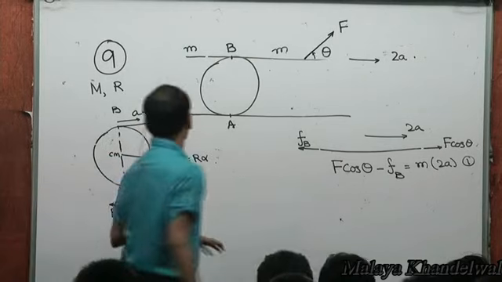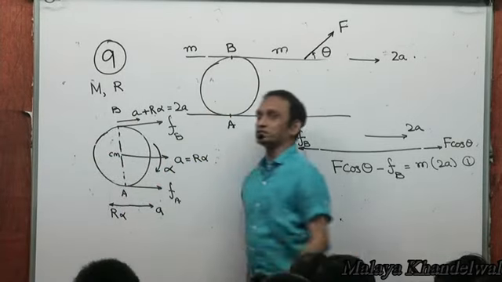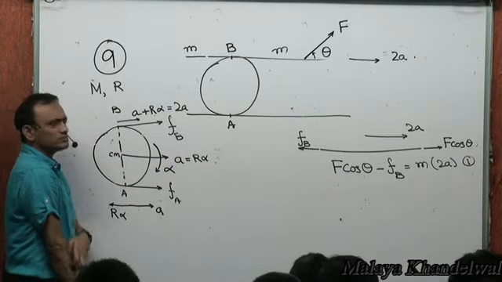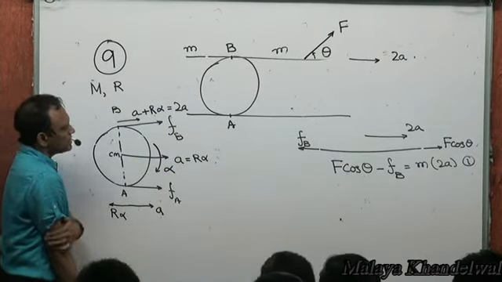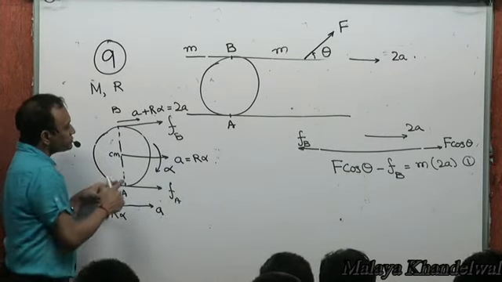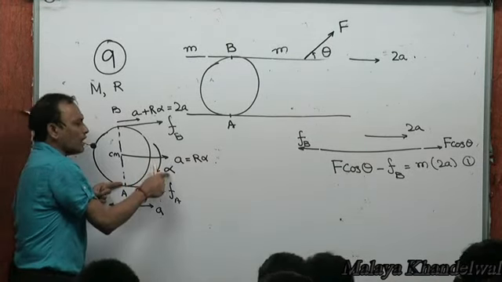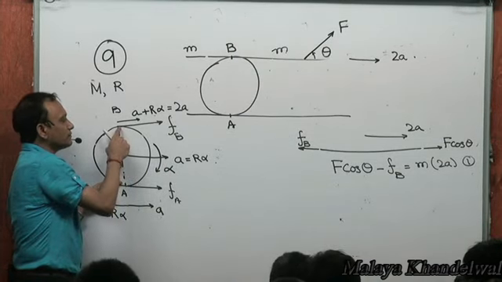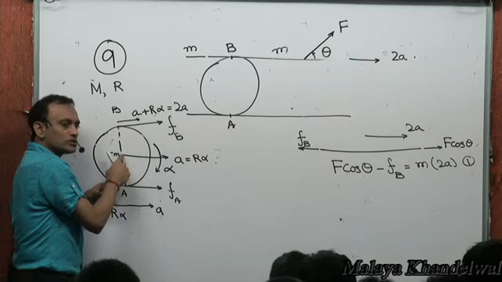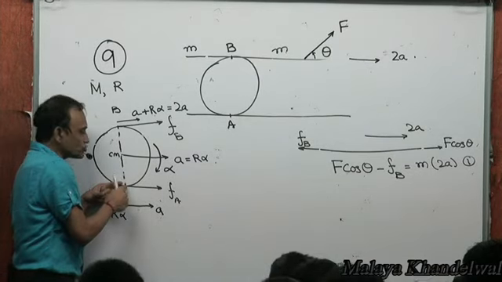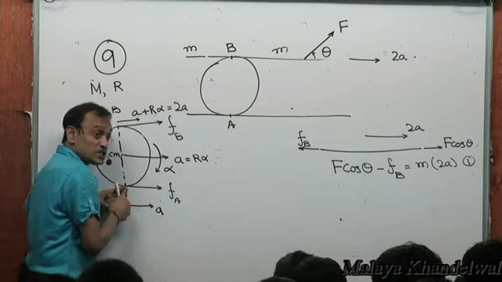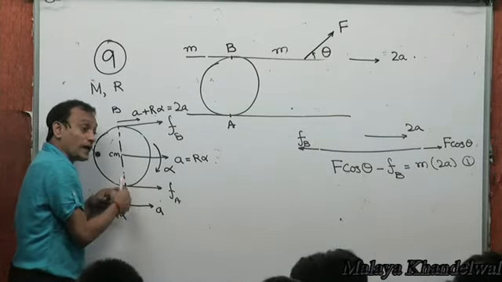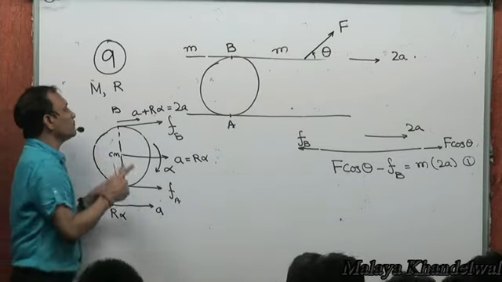Now, the equation of motion for the cylinder. For alpha, I could have taken torque about the center of mass, or I could have also taken torque about A, because A serves as the instantaneous center. This is like the pivot for the cylinder. So I could have taken tau equal to I alpha about this. Now, which one would you prefer?